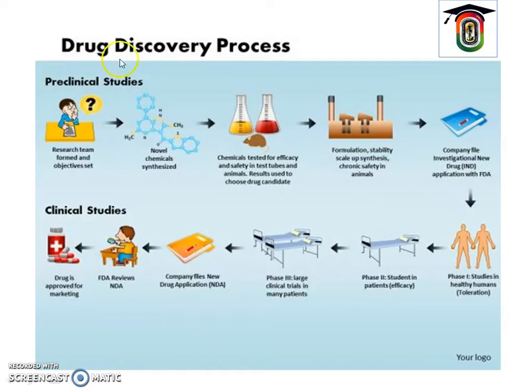In the next slide you can see that the drug discovery process has been classified into two classes, that is the preclinical studies and the clinical studies. First we come to preclinical studies, which we have discussed in the earlier slide. A research team is formed and objectives are set. This research team then aims to develop a new drug molecule. The new drug molecule is then tested for efficacy and safety in test tubes and animals, and the best molecule is further carried forward for the formulation.